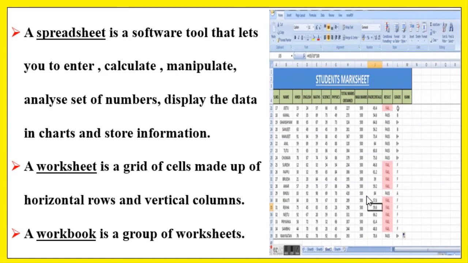So what is a worksheet, children? A worksheet is a grid of cells which are made up of horizontal rows and vertical columns. Horizontal lines are called rows, vertical lines are called columns. And what is a workbook, children? A workbook is a group of worksheets.